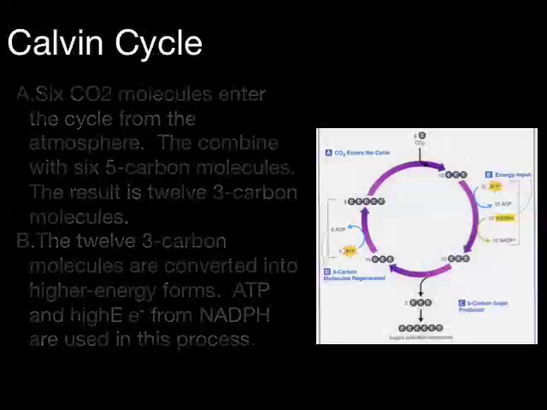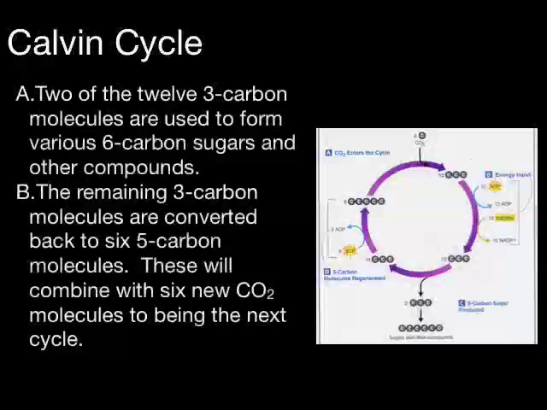So we've got these 12 3-carbon molecules. Well, 2 of the 12 3-carbon molecules are going to be used to form various 6-carbon sugars and other compounds. These are going to be for the long-term storage of energy that plants can use later on whenever they need them. The remaining 3-carbon molecules are converted back to 6 5-carbon molecules. These will combine with 6 new molecules of carbon dioxide to begin the next cycle of the Calvin cycle.